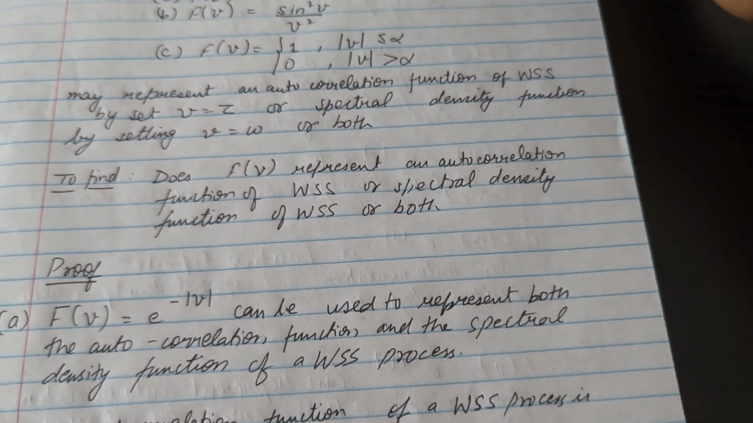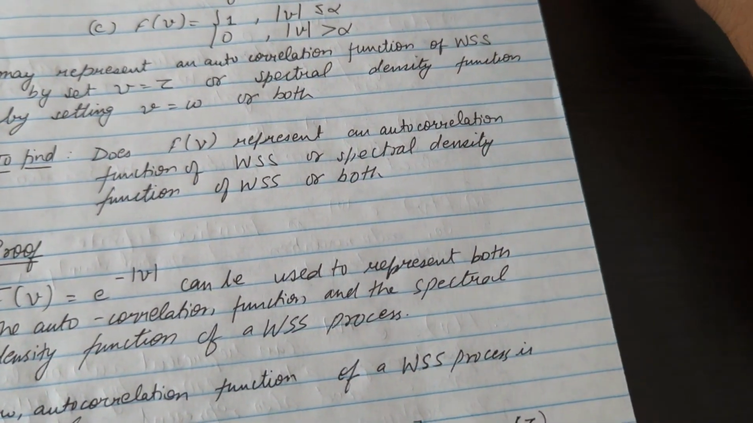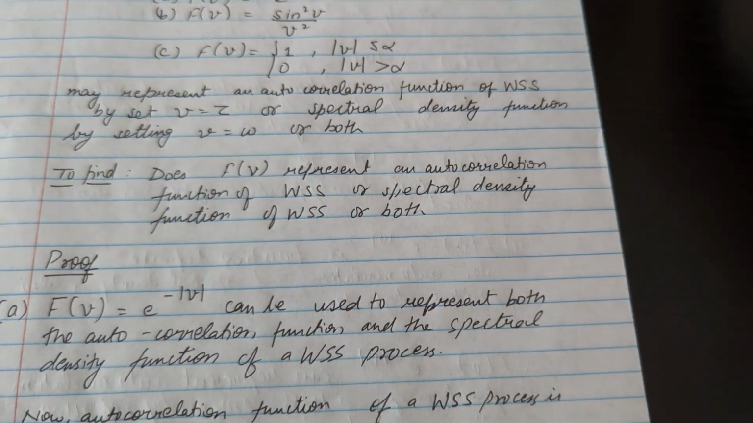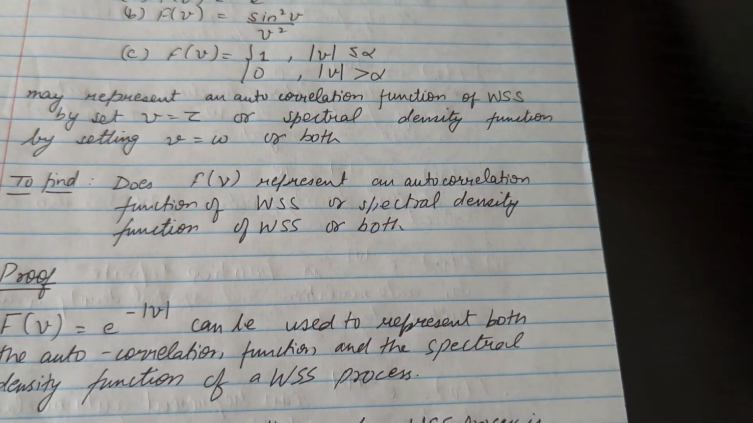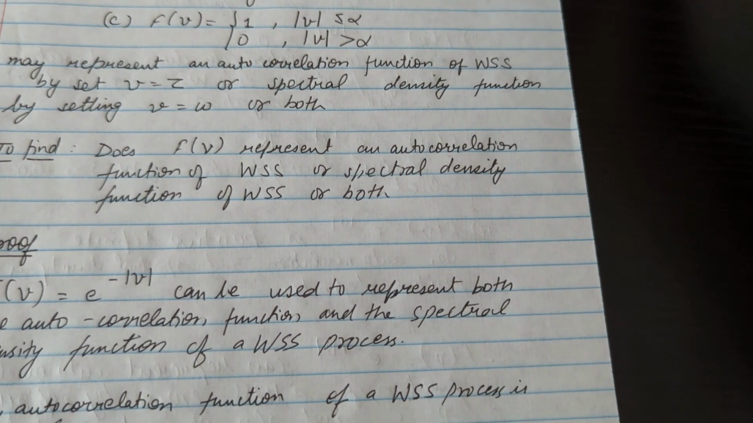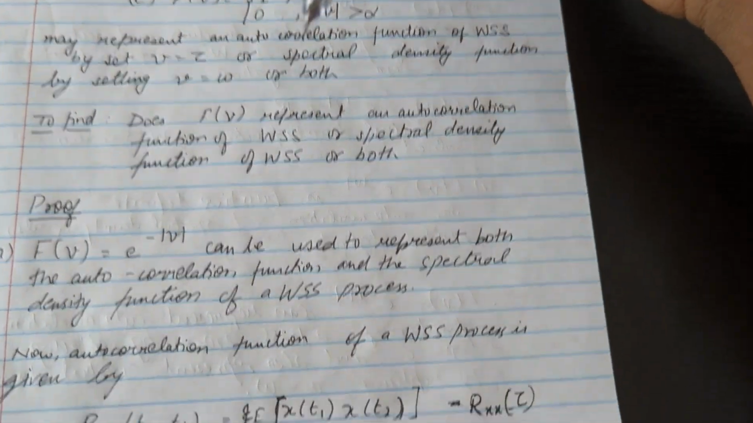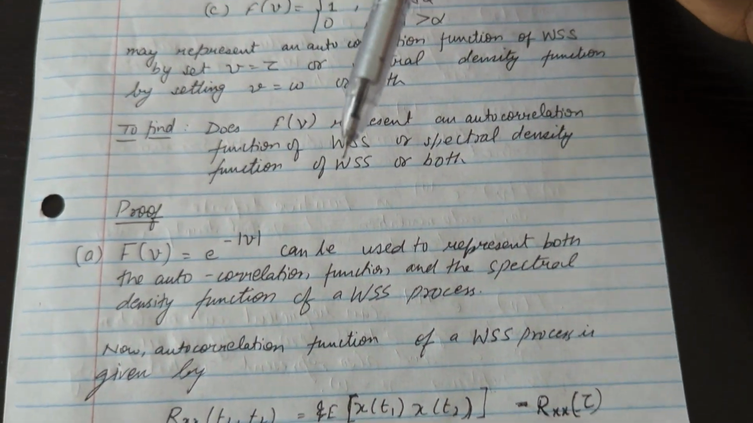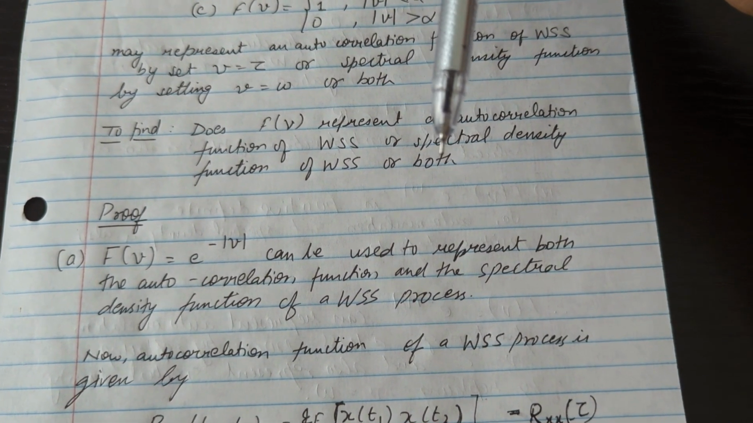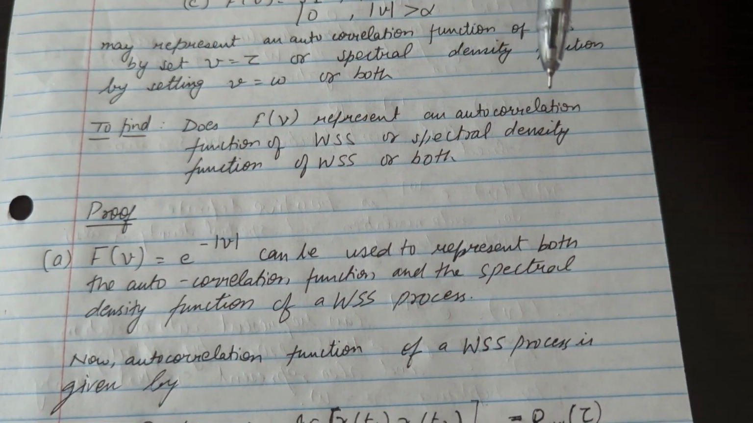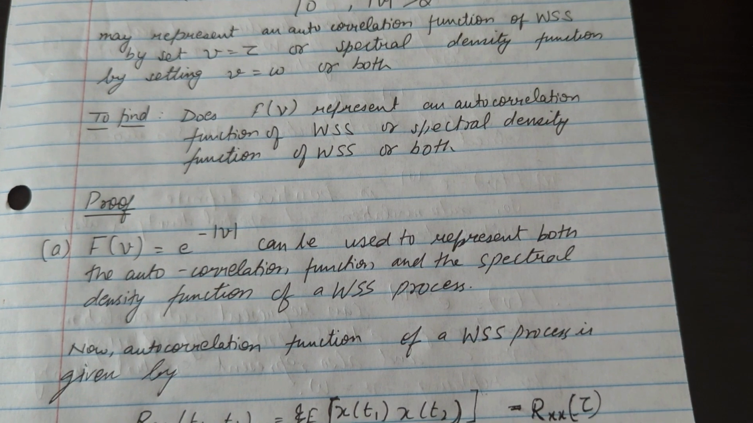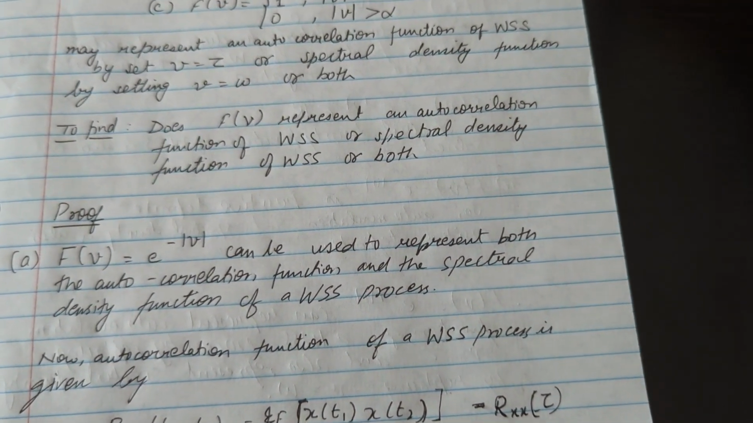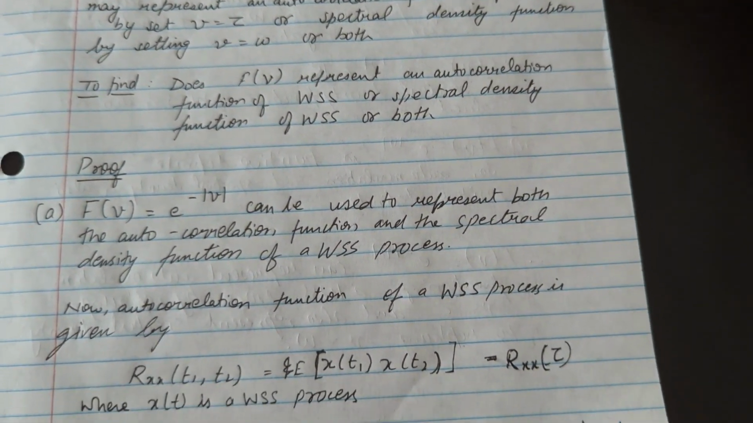Now what do we need to find? We need to find whether f(v) represents an autocorrelation function of a WSS process or a spectral density function of a WSS process, or both. So now we go to the solution. f(v) equals exponential of minus mod v can be used to represent both the autocorrelation function and the spectral density function of a WSS process.